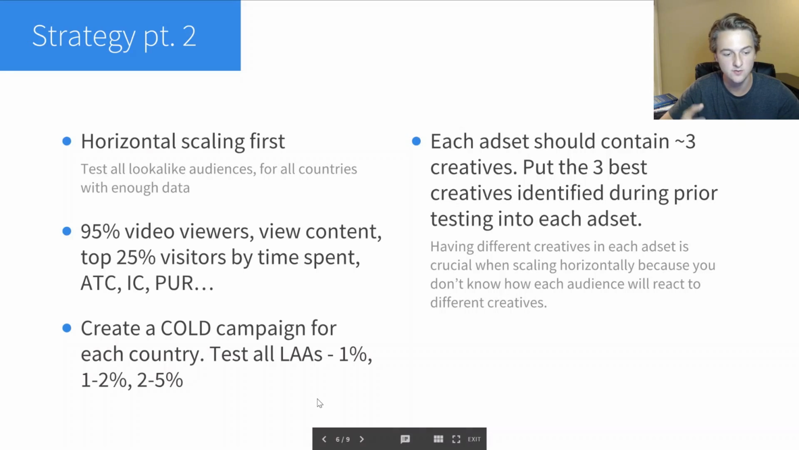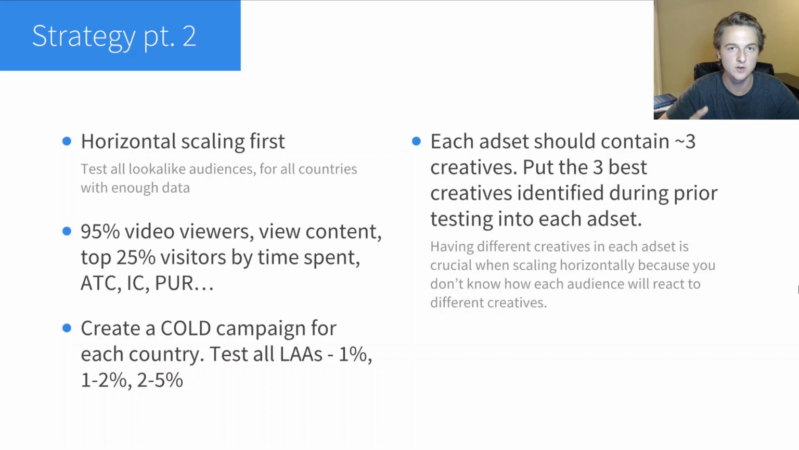So I'm going to decide to test 4 types of lookalike audiences per country. And then for each country, I'm going to make an individual campaign and then test 1%, 1 to 2%, and then 2 to 5%. And so for each campaign, I'm going to have 12 different ad sets with different lookalike audiences. Now, when I'm doing this, I like to have 3 ads per ad set so that I can test different creatives for the different audiences.